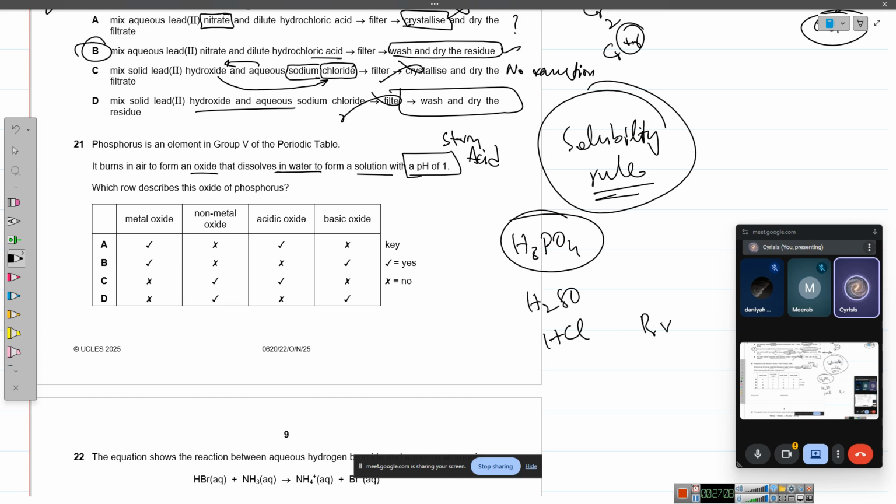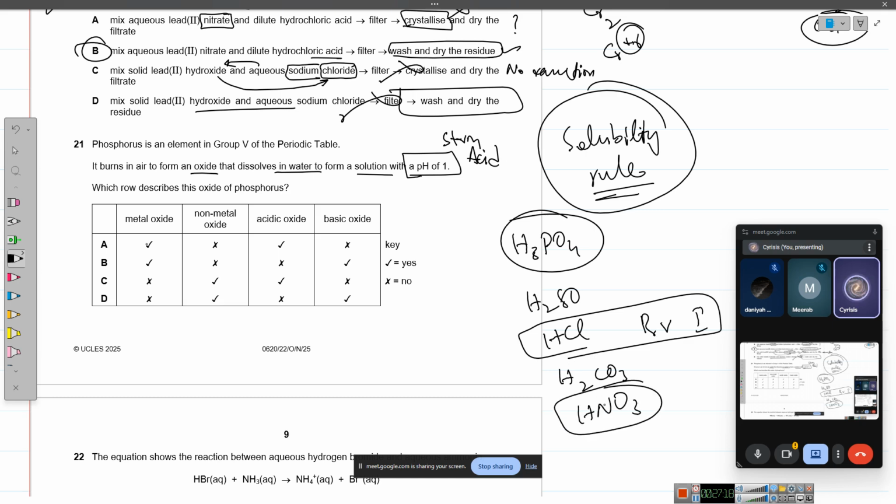I mean the bromine and the iodine included, right? The halogen acids and the carbonic acid, right? H2CO3 and then HNO3, right? Just the 5 major acids that you need to know, right? Okay. Which row describes this oxide of phosphorus, right? Is it a metal oxide? Not at all. Phosphorus is non-metal.